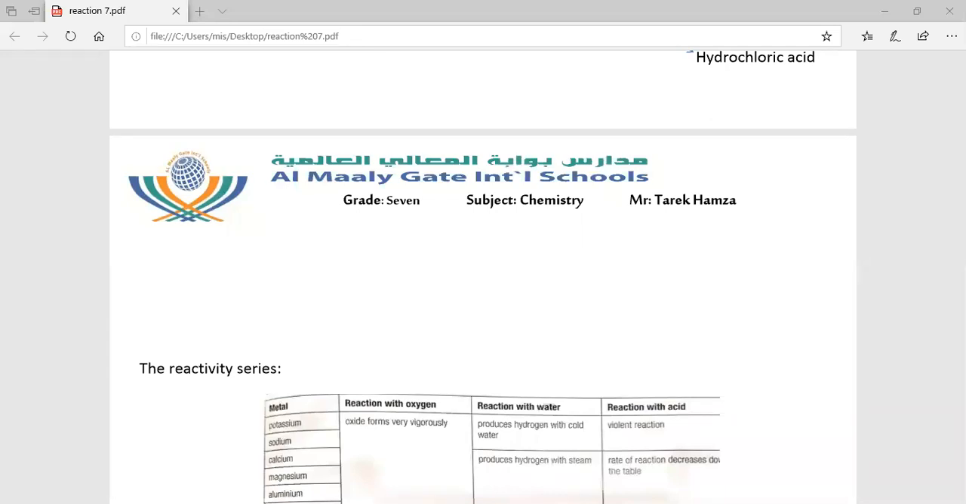We are going to complete the lesson on the chemical reaction of metal. We are going to make a simple revision of the last lesson: the reaction of metal with oxygen and the reaction of metal with water. Listen to me carefully. Last week, we taught the reaction of metal with oxygen.